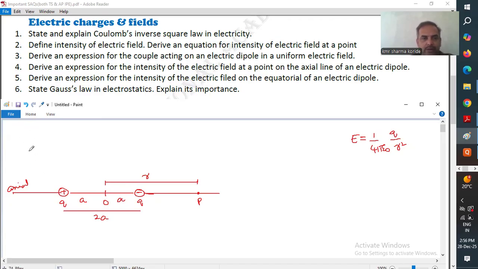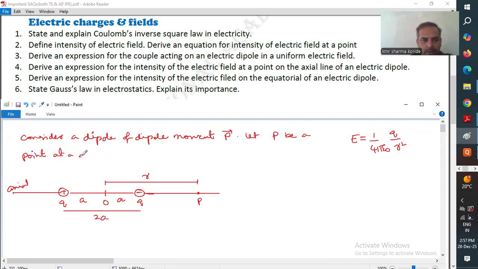So based on the diagram, we need to write the sentences. Consider a dipole of dipole moment p. Let P be a point at a distance r from the center of the dipole.